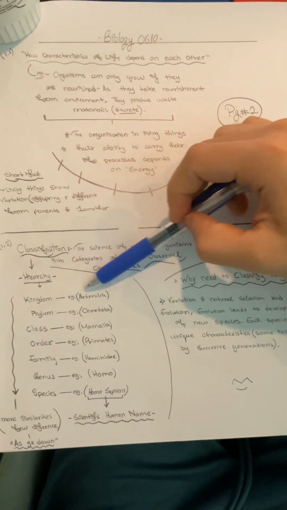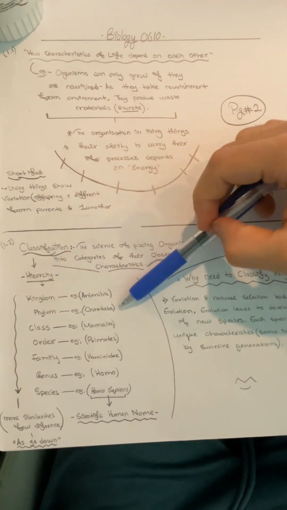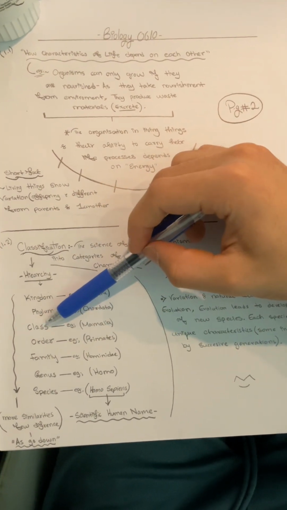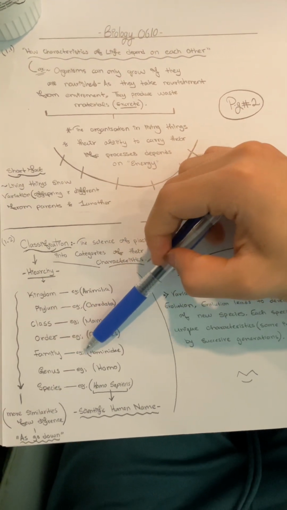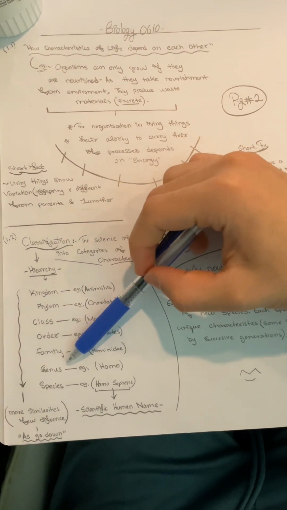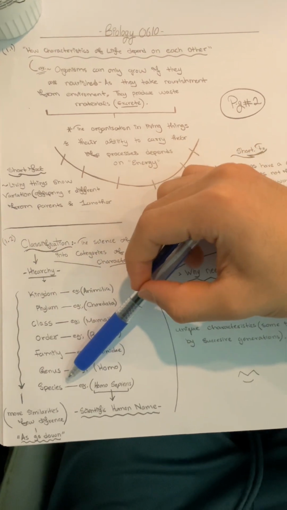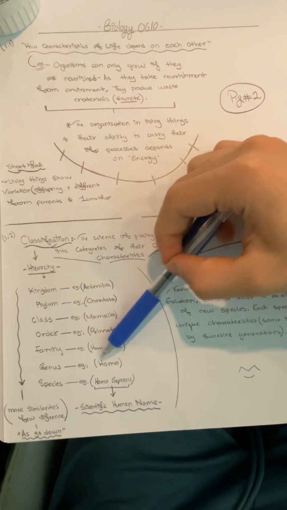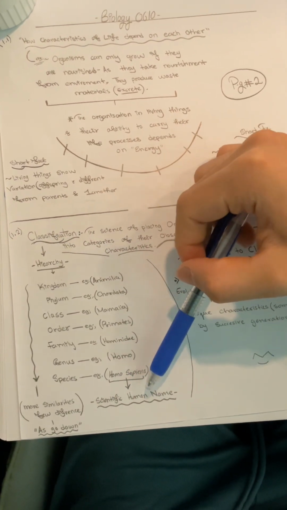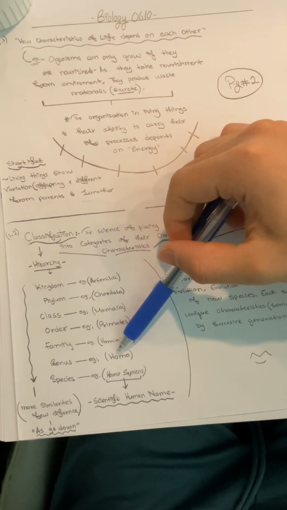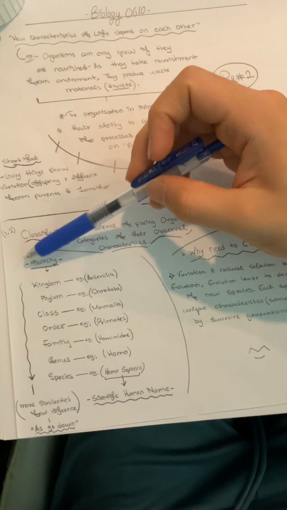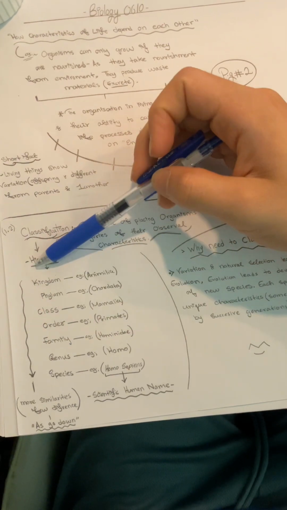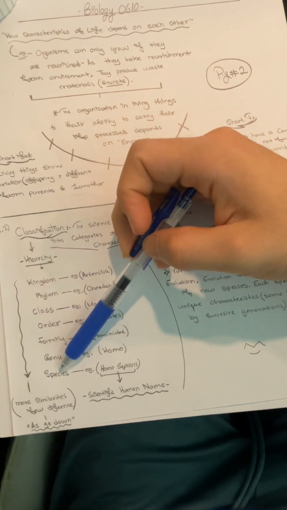The kingdom example is Animalia, phylum example Chordata, class example Mammalia, order example Primates, family example Hominidae, genus example Homo, and species example Homo sapiens. We are Homo sapiens, the scientific name for humans. Our genus is Homo, our species is sapiens. As you go from kingdom to species, you get more similarities and fewer differences.